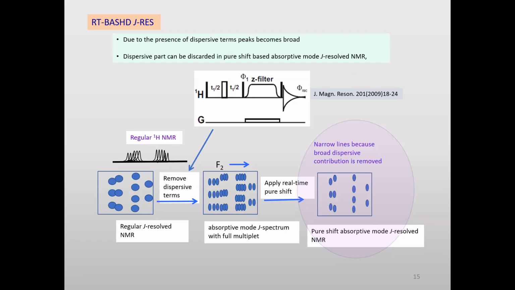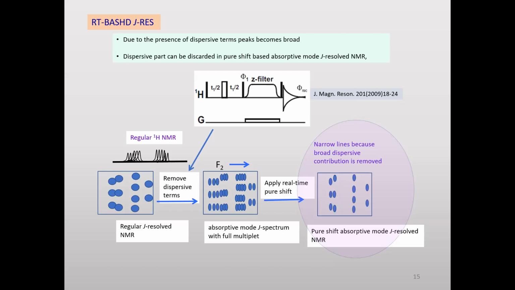So there exists a way to remove these dispersive terms that was reported by the group of Bouchard-Loy around 2009. You can see the pulse sequence that filters the Z-resolved spectrum. Using this pulse sequence, it is possible to get rid of the dispersive terms, and you can get the second spectrum in the middle, an absorptive mode J spectrum with full multiplet information.